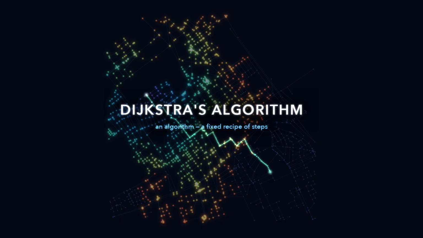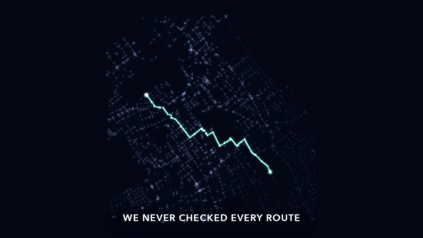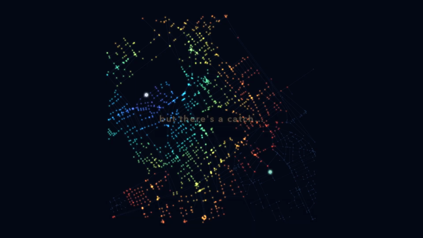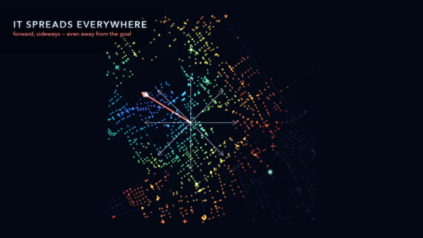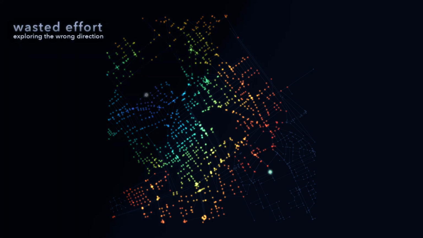This method has a name, Dijkstra's algorithm. An algorithm is just a fixed set of steps that always gives the right answer. And notice, we never checked every route. We just kept taking the cheapest step, and the fastest path fell out on its own. But there's a catch. Did you see the problem? Dijkstra's wave spreads everywhere, forward, sideways, even backward, away from where you want to go. It's careful and it's correct, but it wastes a lot of effort exploring roads in the wrong direction.